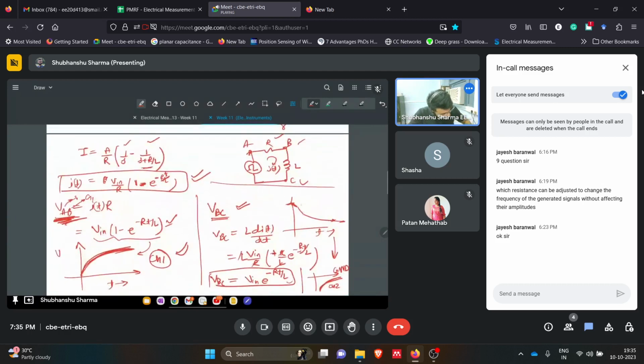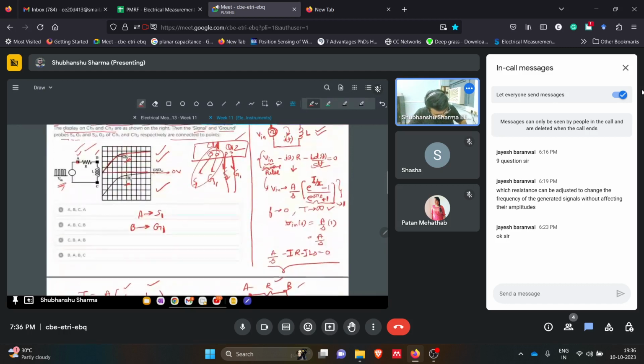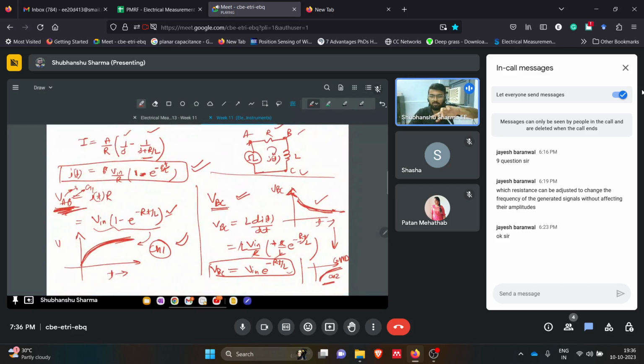For channel 2, we were supposed to get this. This is VBC, but we are getting this, the lower one. And how can we get that? If we reverse the B and C polarity of the oscilloscope. So this is VCB, the mirror of that. If this is VCB, that means C is connected to S2, the signal input of oscilloscope channel 2, and B is connected to ground 2 of that oscilloscope channel 2.